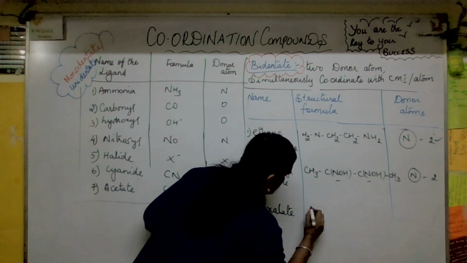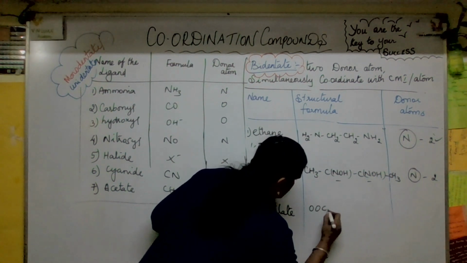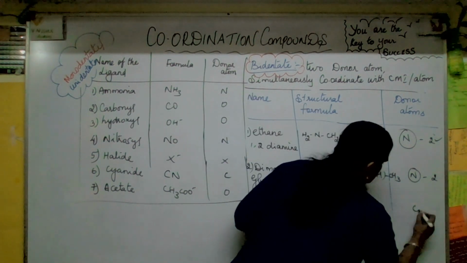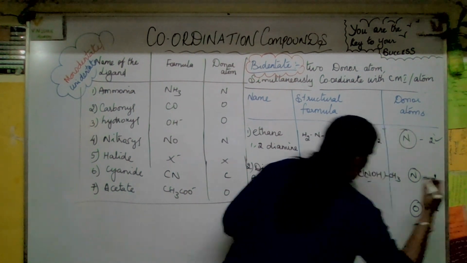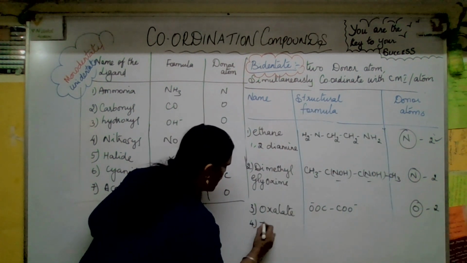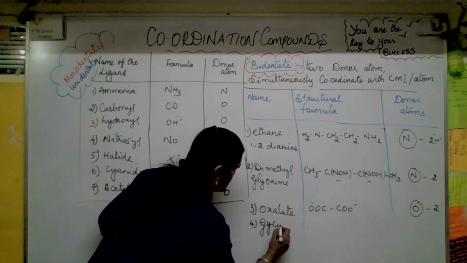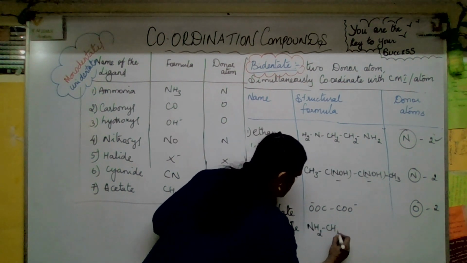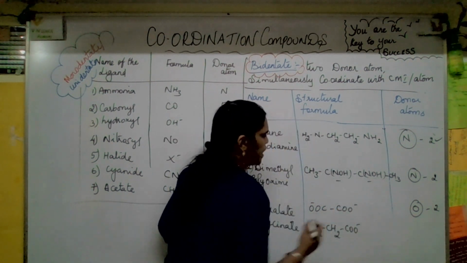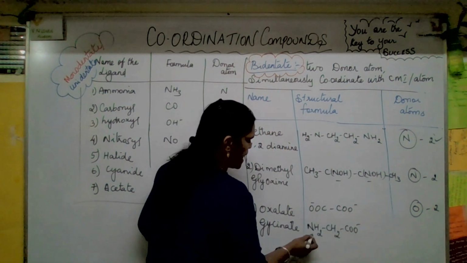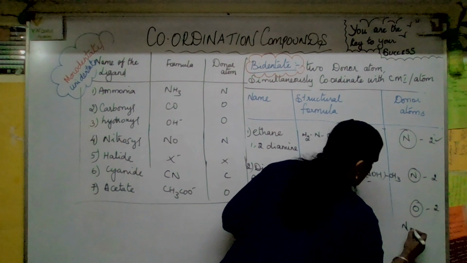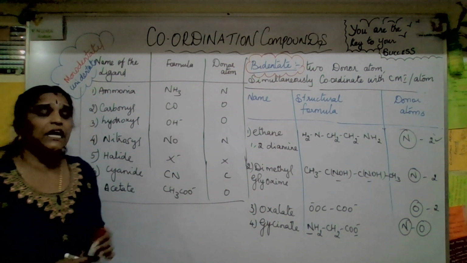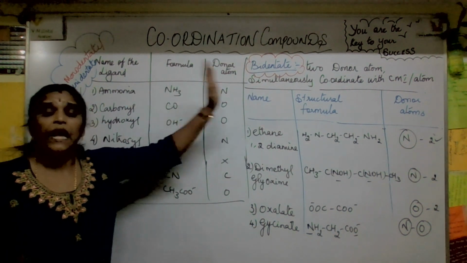Next one, oxalate ion. Not oxalic acid, oxalate ion: OOC COO minus. Which is the donor atom? Oxygen is the donor atom. How many donor atoms? Two. Fourth one, glycinate: NH2 CH2 COO minus. Here, who are the donor atoms? Nitrogen and oxygen, so these are the two donor atoms. Hope you got a clear idea about monodentate and didentate.